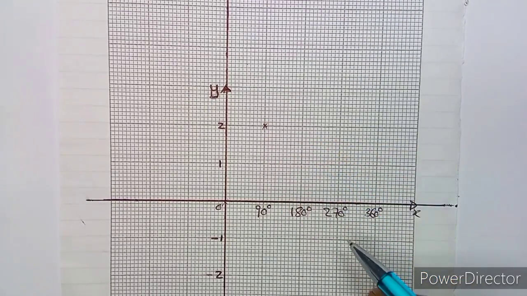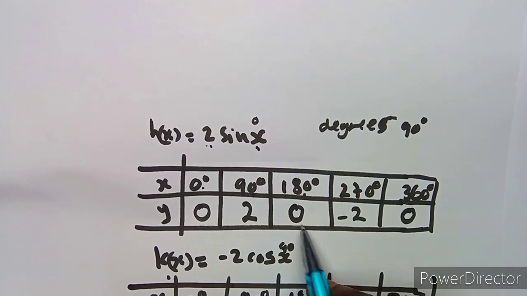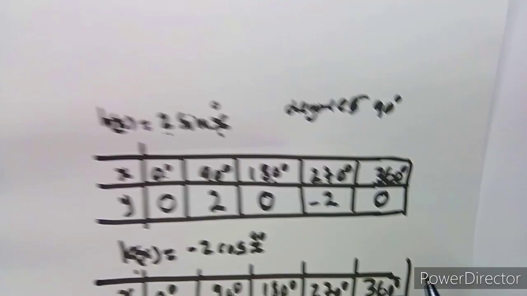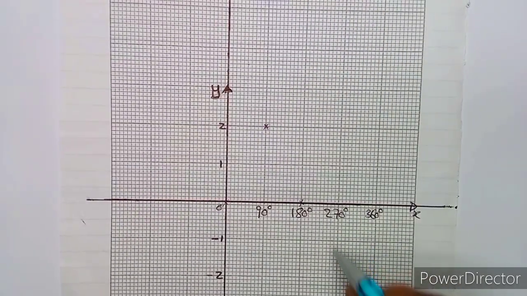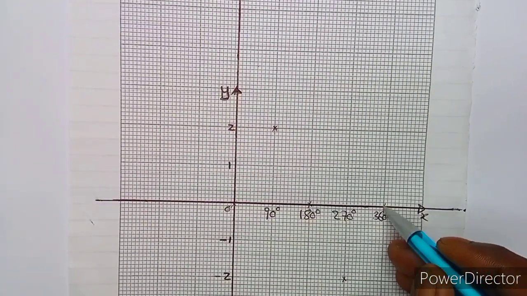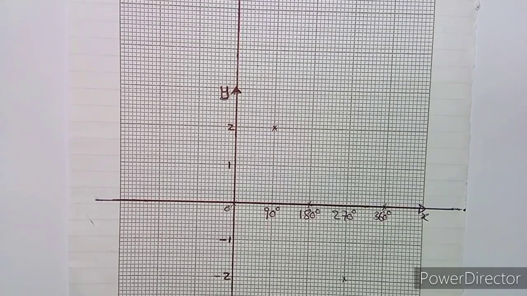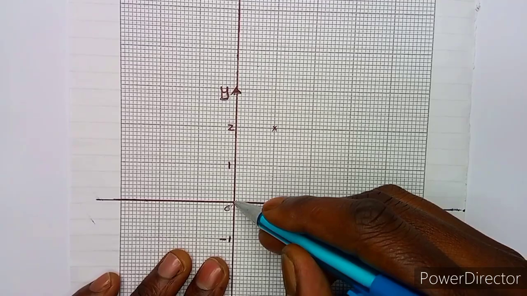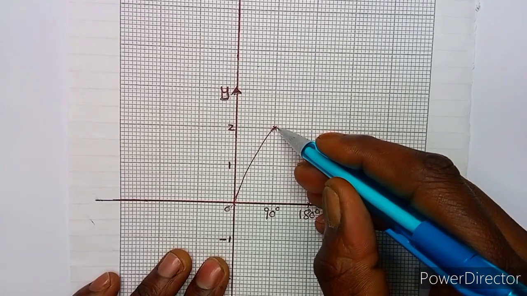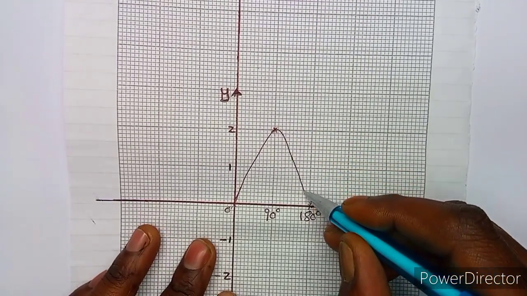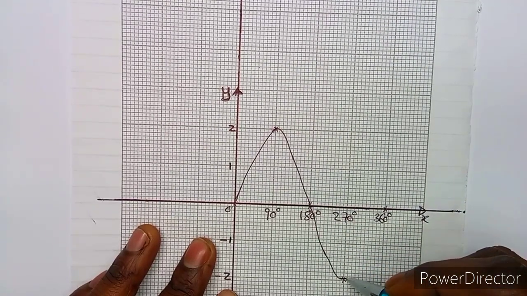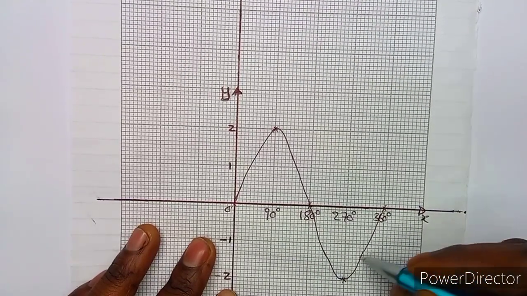Look where we are going. 180 versus 0 is here. 270 versus minus 2 is here. 360 and 0 is here. So this is for 2 sine x. It's going to be from this point, sorry for that, to this point. It comes back to this point here at 180, goes to this point, and goes back to 360 there, something like that.